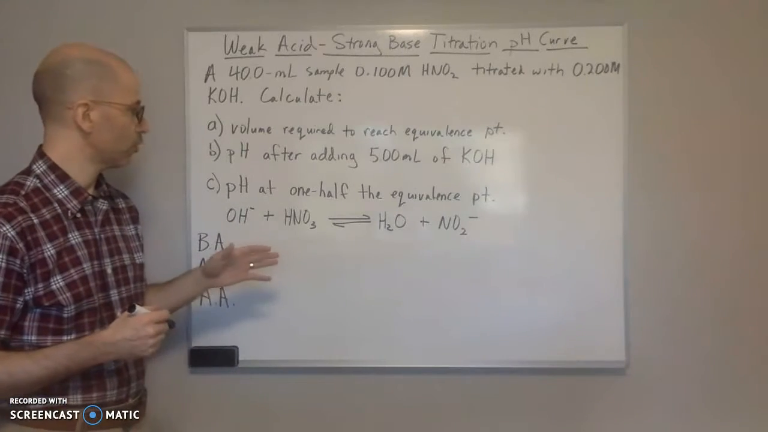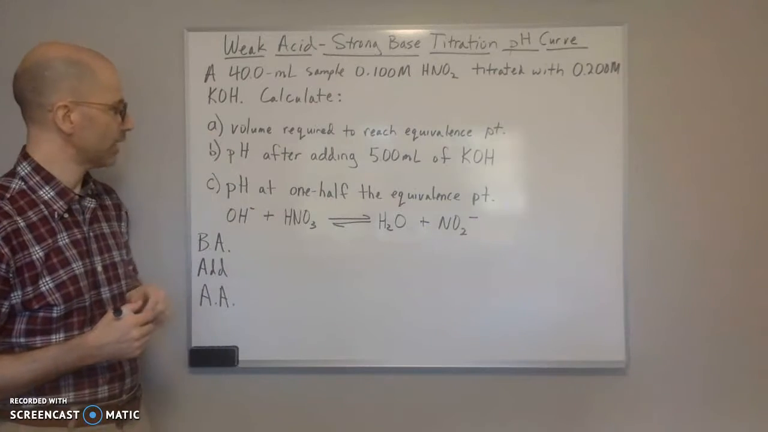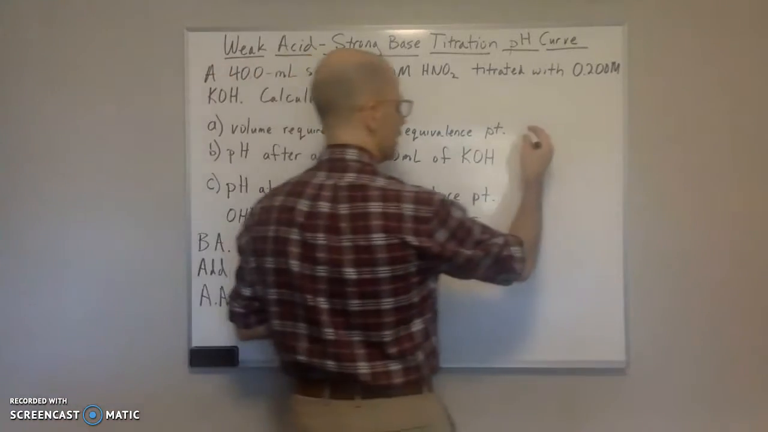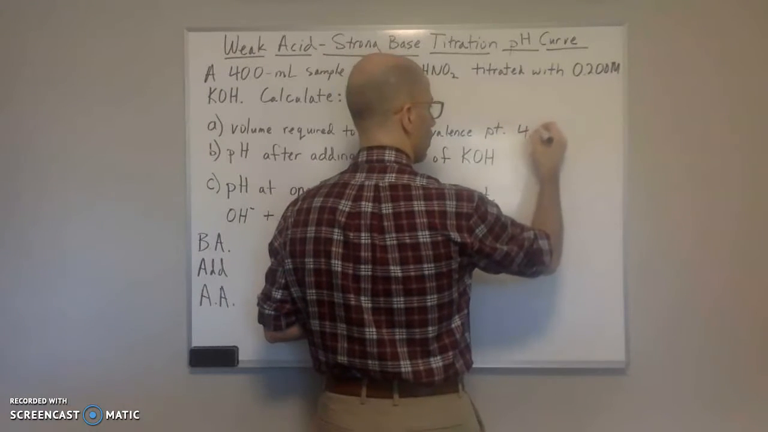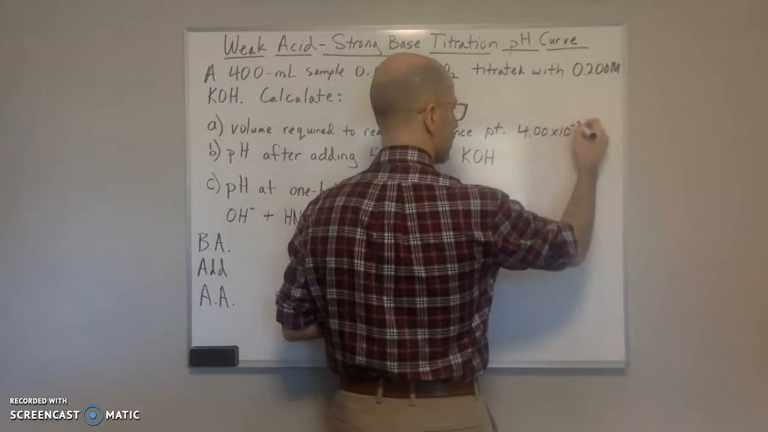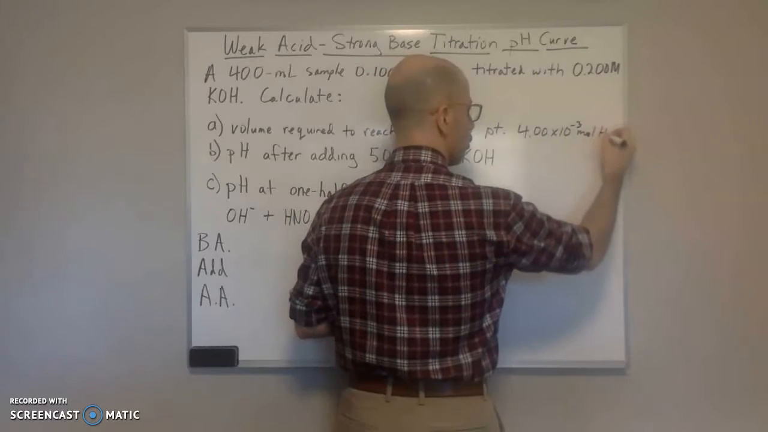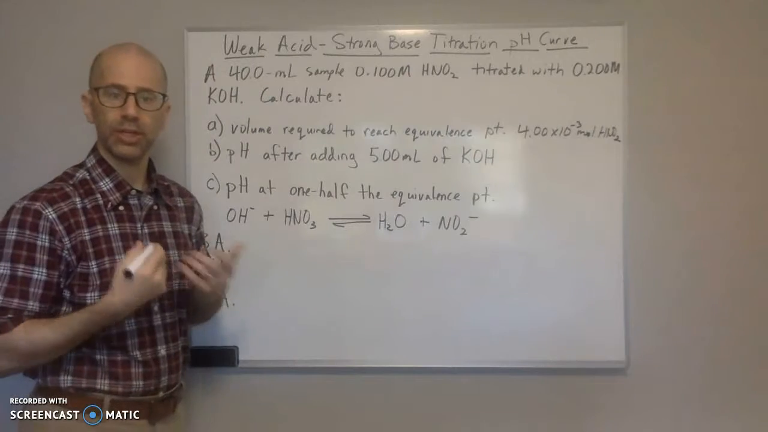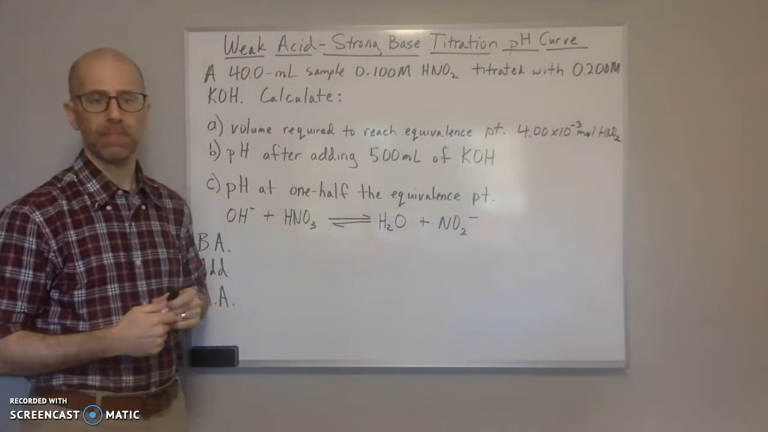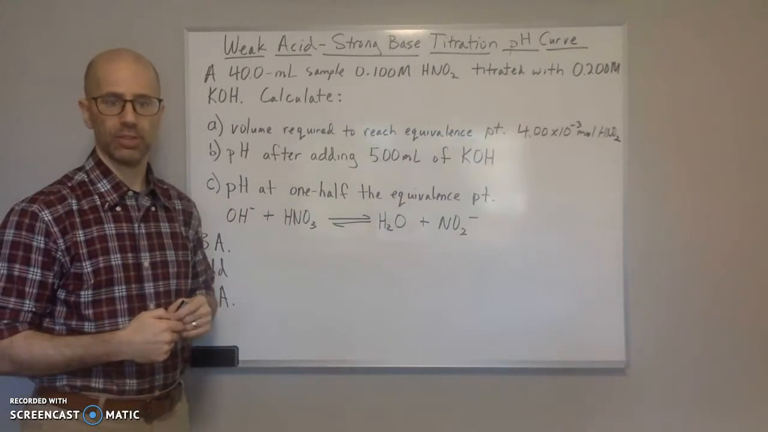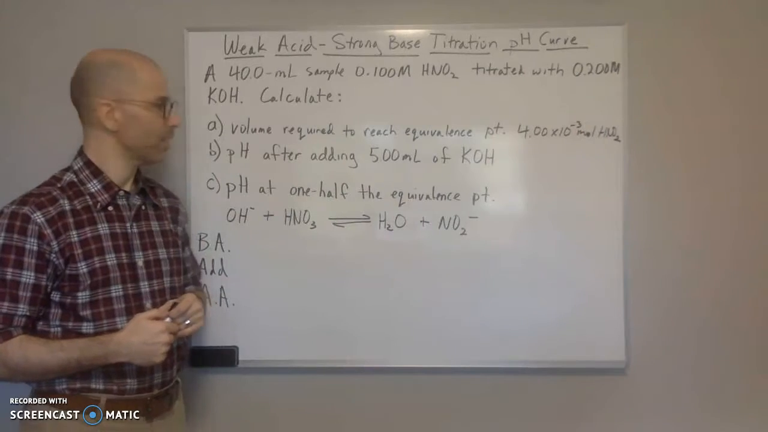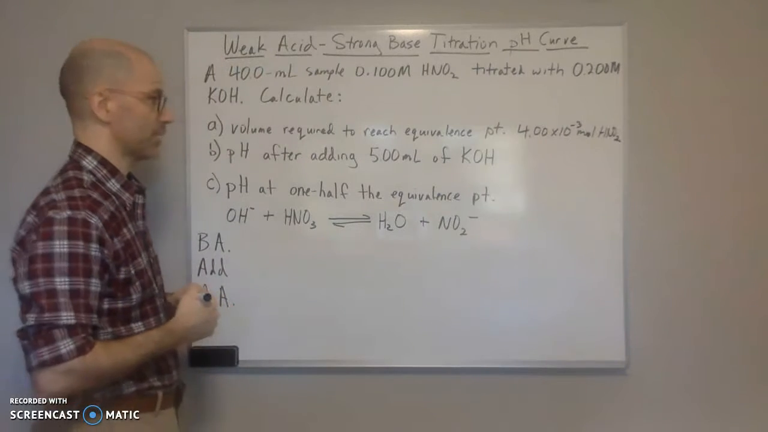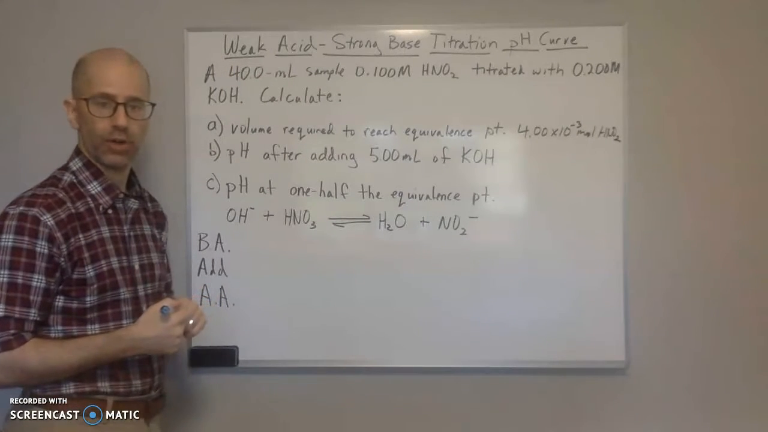In this case, if you remember from part A, we calculated that the total number of moles of your acid is 4.00 times 10 to the negative 3 moles of HNO2. So to reach the 1/2 equivalence point, you add half of that amount in terms of your base. That means we've added 2.00 times 10 to the negative 3 moles of your KOH.